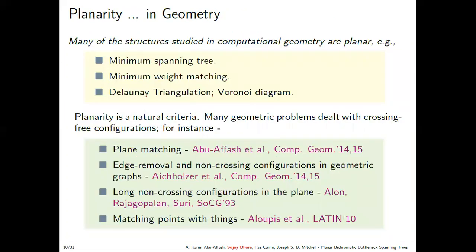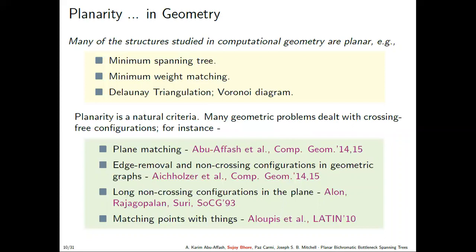Planarity is another important aspect in computational geometry. In fact, many of the basic structures in computational geometry are planar. For instance, the minimum weight spanning tree, Delaunay triangulation, or Voronoi diagram are all planar structures. So planarity is indeed a natural criterion, and many geometric problems deal with crossing-free configurations.